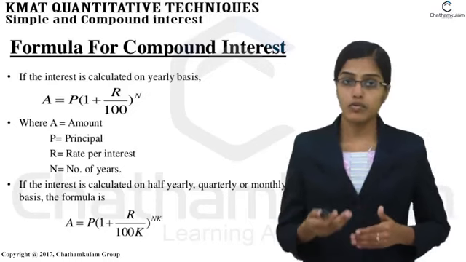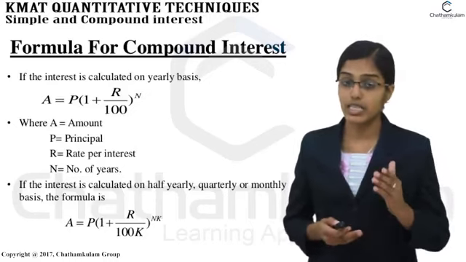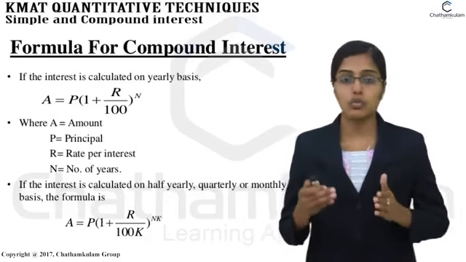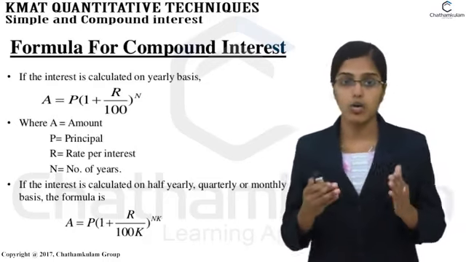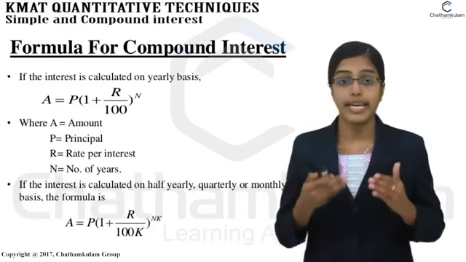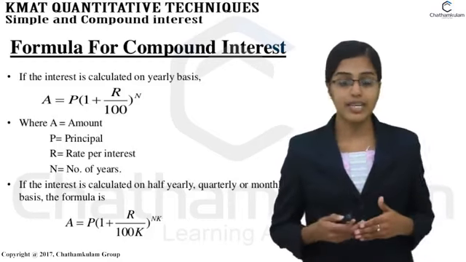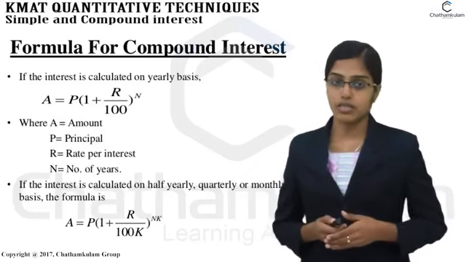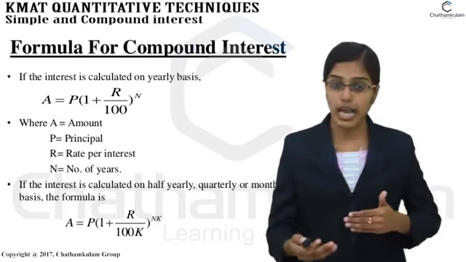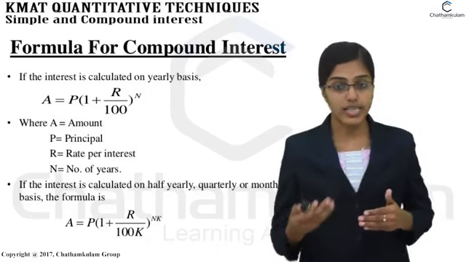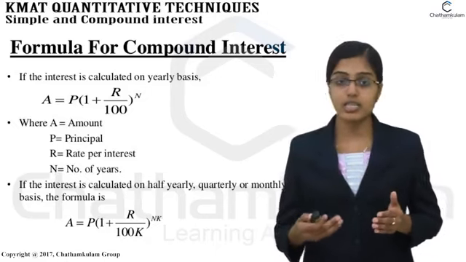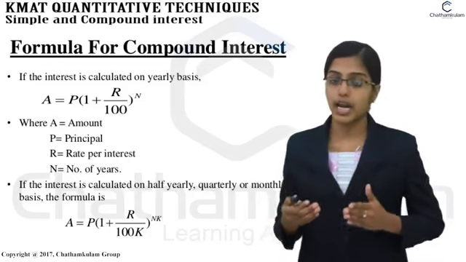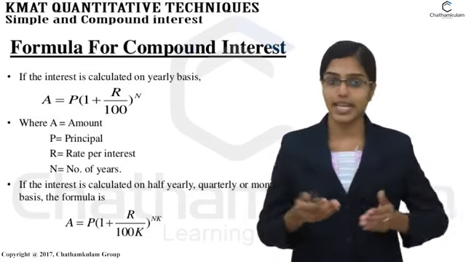Next, if the interest is calculated on a yearly basis, then the equation becomes A is equal to P into 1 plus R divided by 100 whole raised to n, where A is the amount, P is the principal, R is the rate of interest, n is the number of years. If the interest is calculated on a half yearly, quarterly or monthly basis, the formula is A is equal to P into 1 plus R by 100k whole raised to nk.